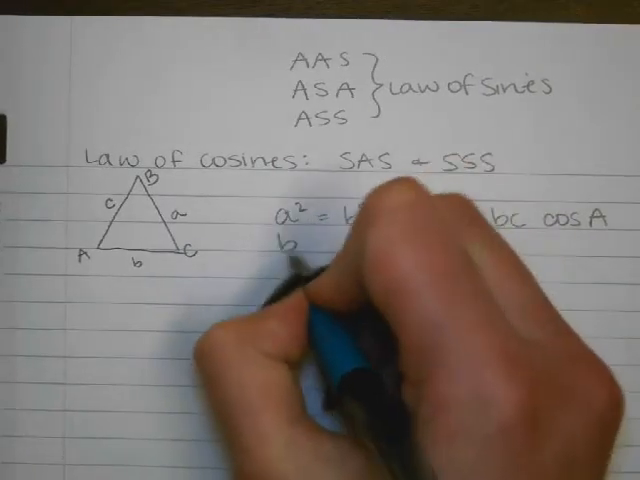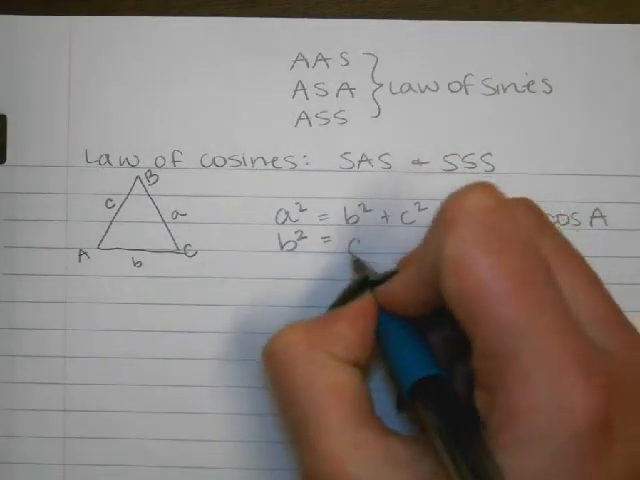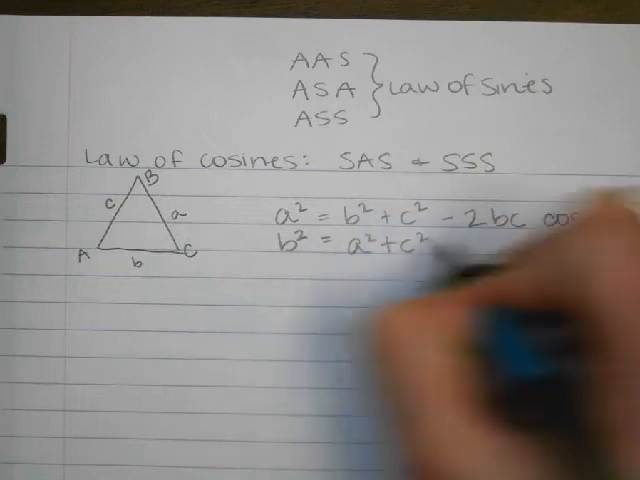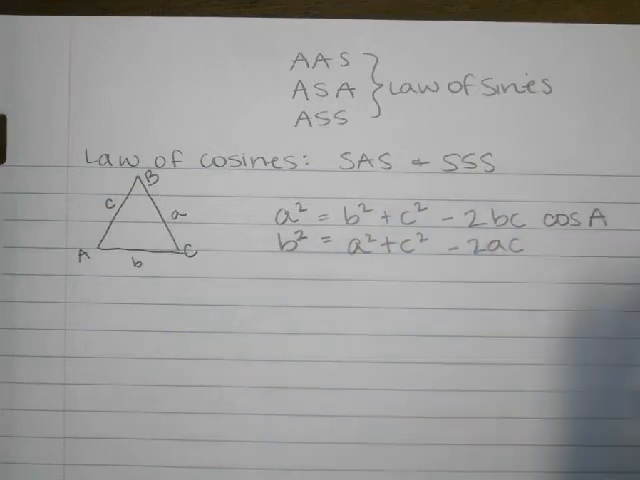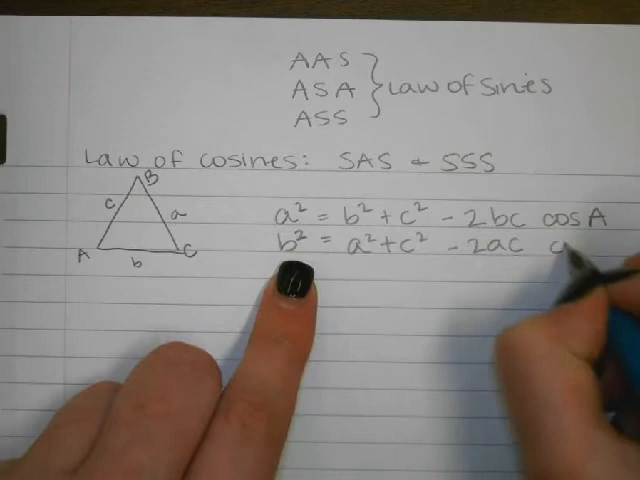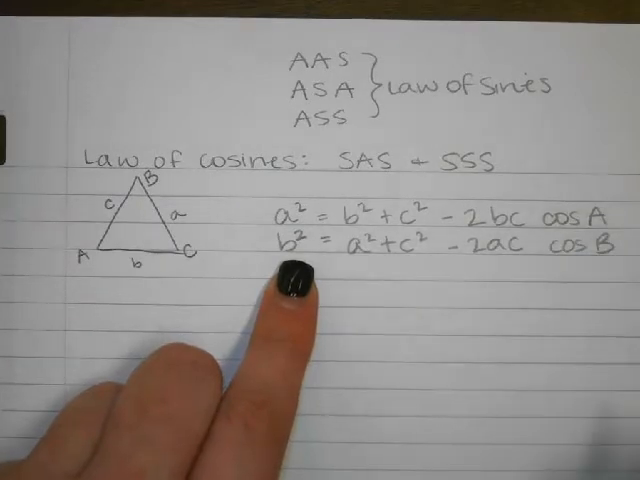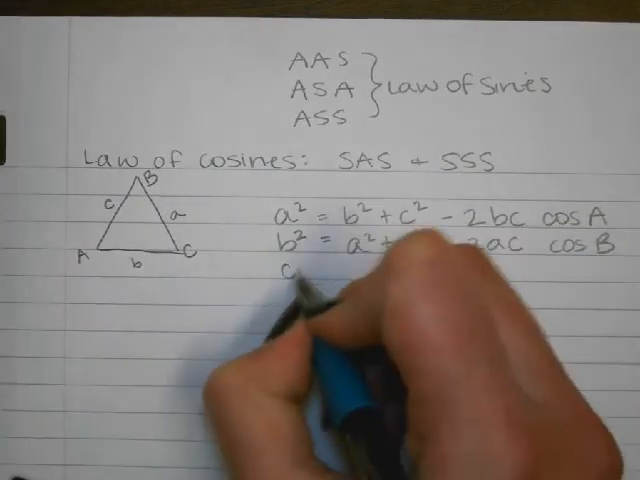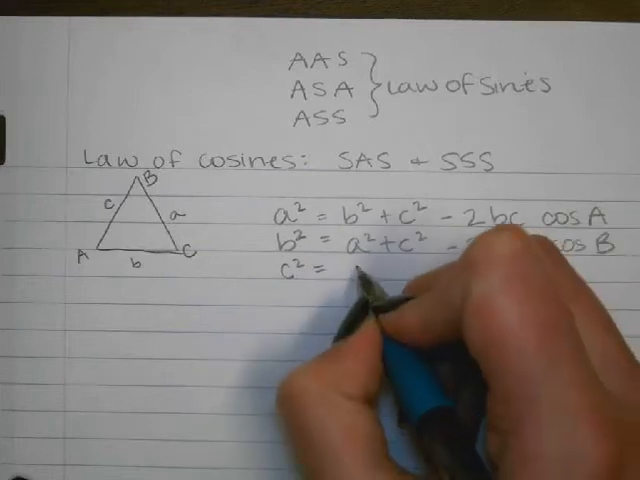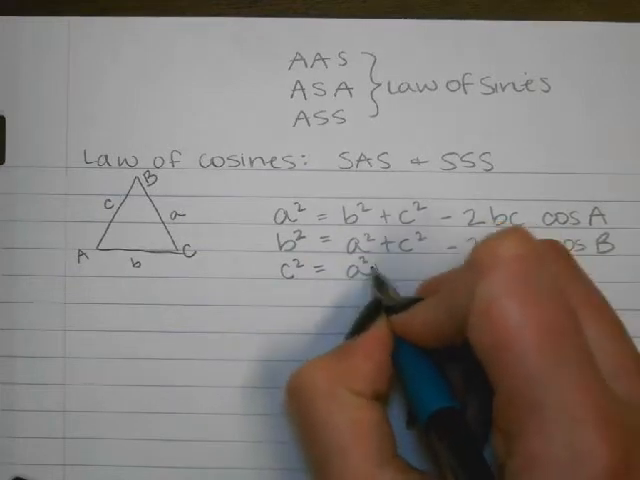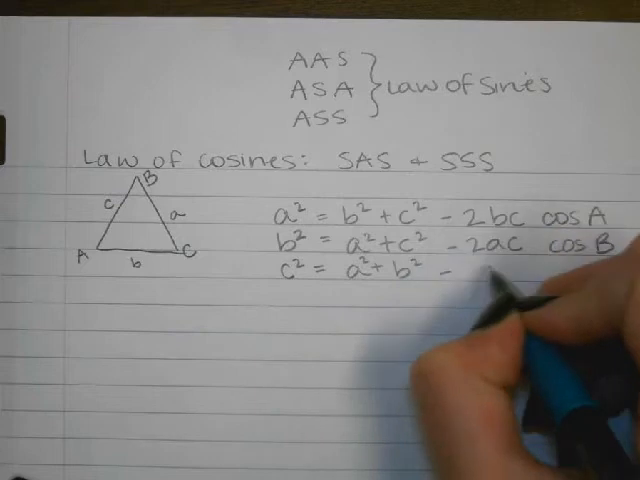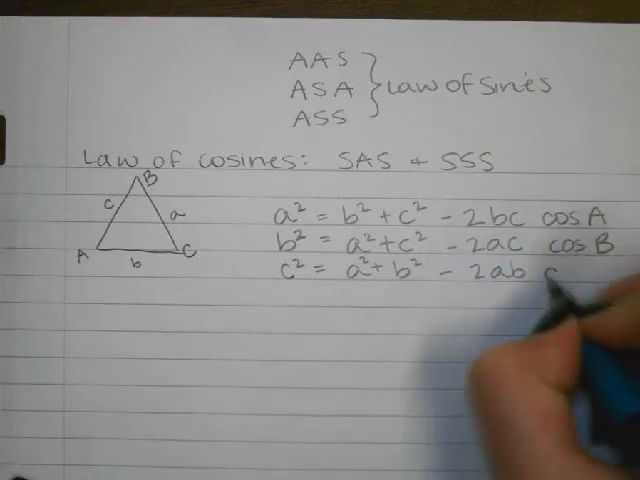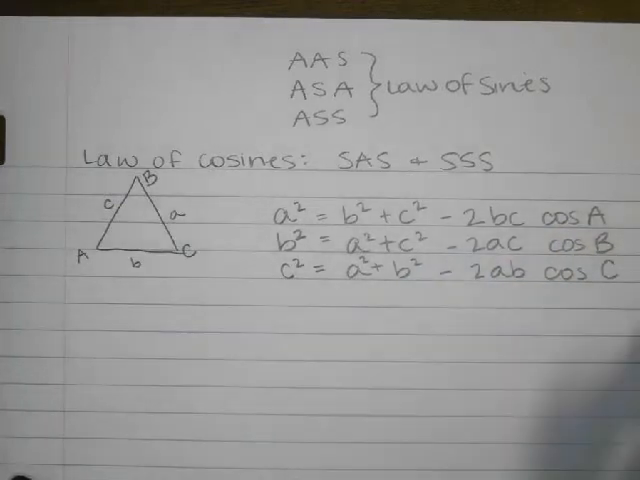The next one would be B squared equals A squared plus C squared minus 2AC cos angle B. And C squared is A squared plus B squared minus 2AB cos C.